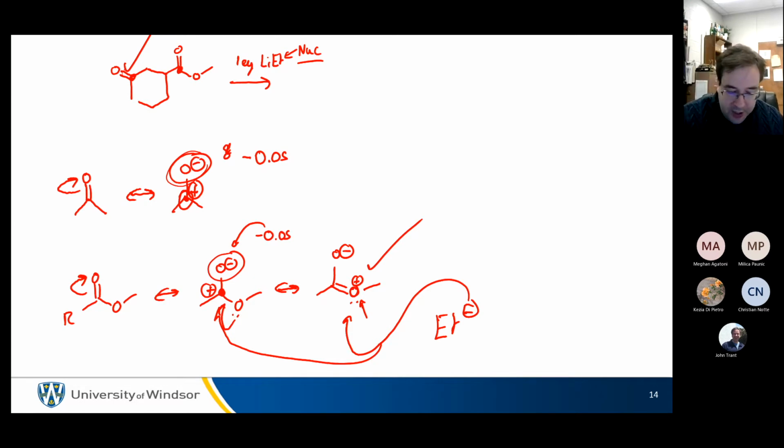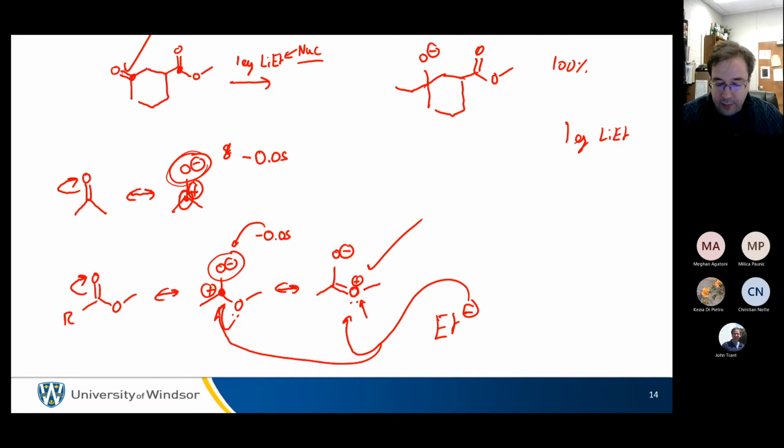Okay. Now let's say it goes to completion. So 100% of our molecule is now this, right? There's no more ketone left. 100% of it's like this. And we still have 1 equivalent left of ethyl lithium, right? Mm-hmm. Okay.